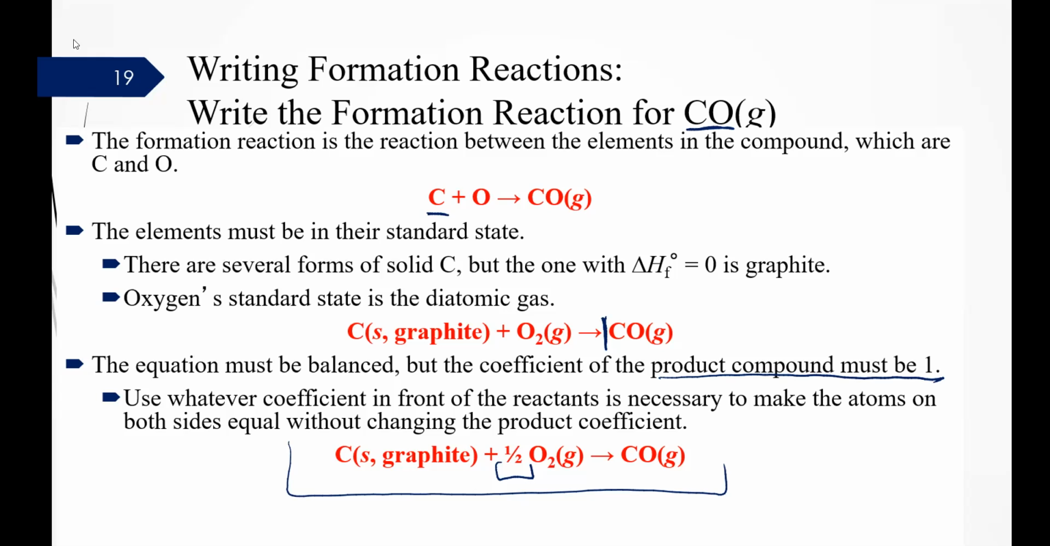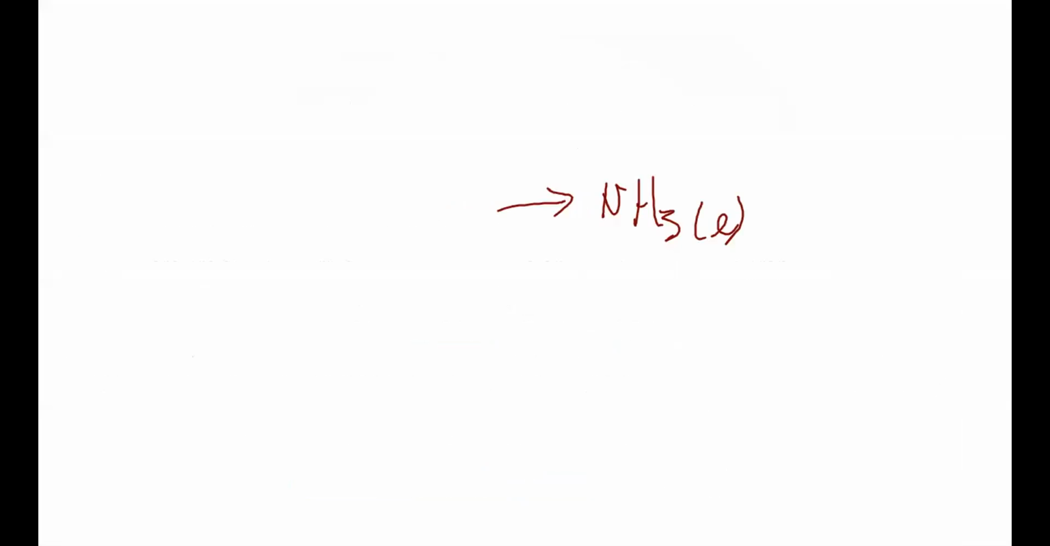Let's try this again. So NH3 as a liquid. We have to break it down to what elements NH3 is made from. So we have nitrogen and we have hydrogen. And how do we normally find those in the elemental state? Well, nitrogen shows up as a diatomic gas, and hydrogen also shows up as a diatomic gas. Both of them, the nonmetals, are one of those seven diatomic elements.